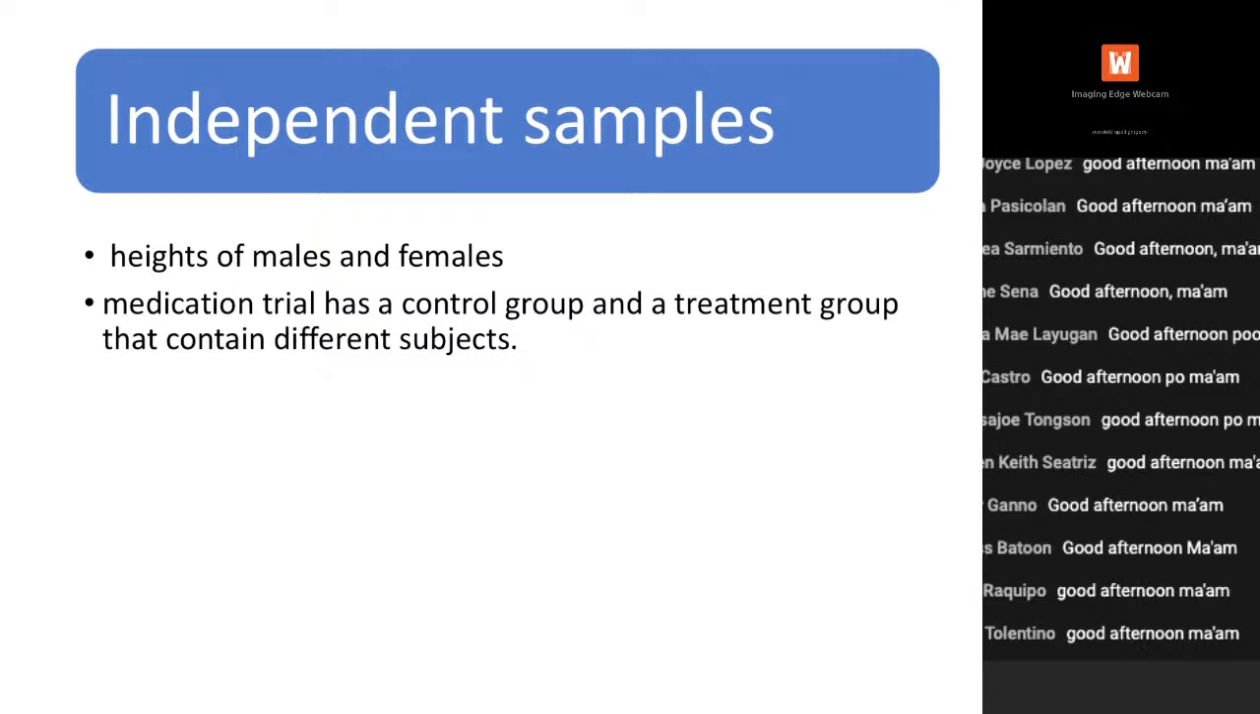Now, examples of independent samples are heights of males and females, and a medication trial on a control group and a treatment group. For experimental researches, meron kasi tayong control group and treatment group. Okay? Control, yung the usual. And then treatment, ito yung binibigyan nyo. Yung treatment, kaya treatment group.